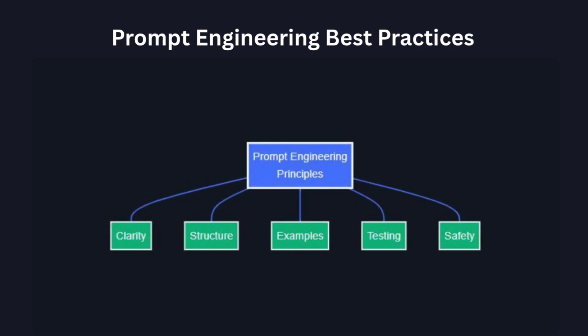To conclude, there are 5 key best practices for prompt engineering. Always be clear and explicit in instructions. Use structured templates for consistency. Provide examples to guide the model. Test and evaluate every change. And finally, include safety guardrails in every system prompt. Following these principles leads to reliable, maintainable, and production-ready AI systems.